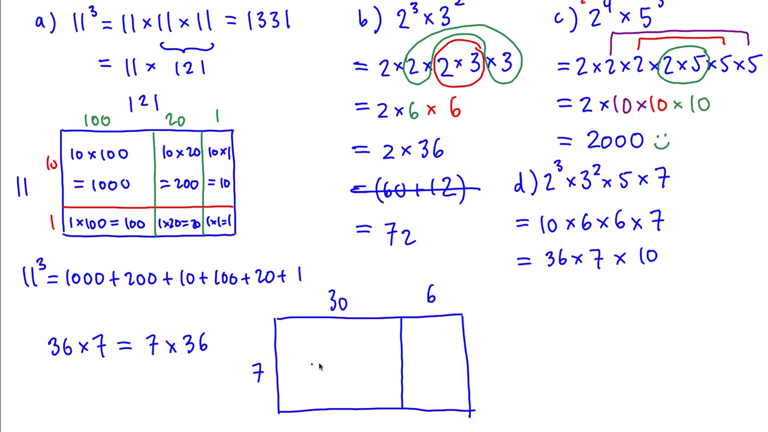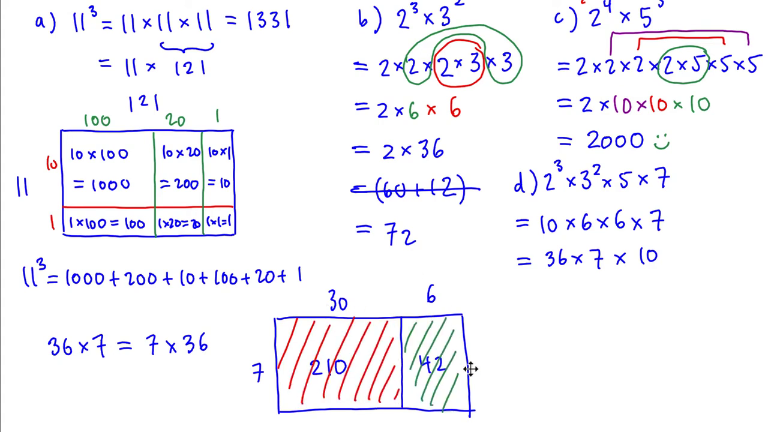So 7 times 3 is 21, so 7 times 30 is 210. And 7 times 6 is 42. So 210 plus 42, because I'm adding up the red amount of area and the green amount of area to get the total area of the blue box. So I now know that 36 times 7 is the sum of these, which is 252, and then multiply by 10 gives 2,520.